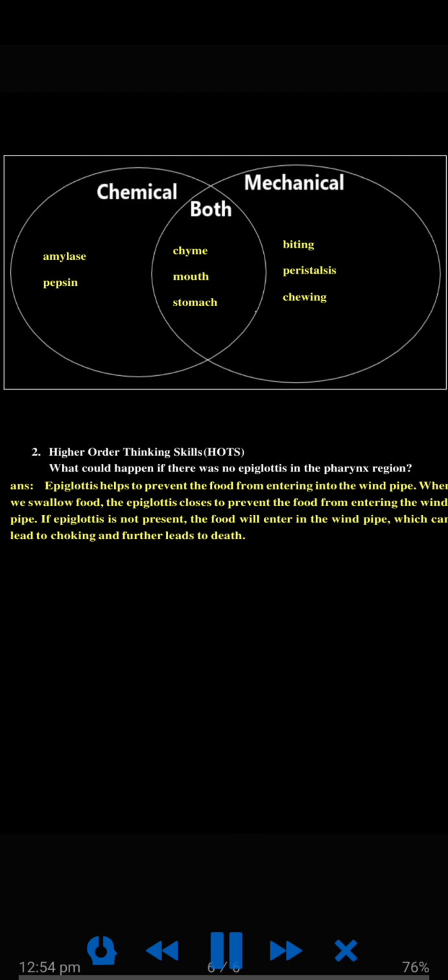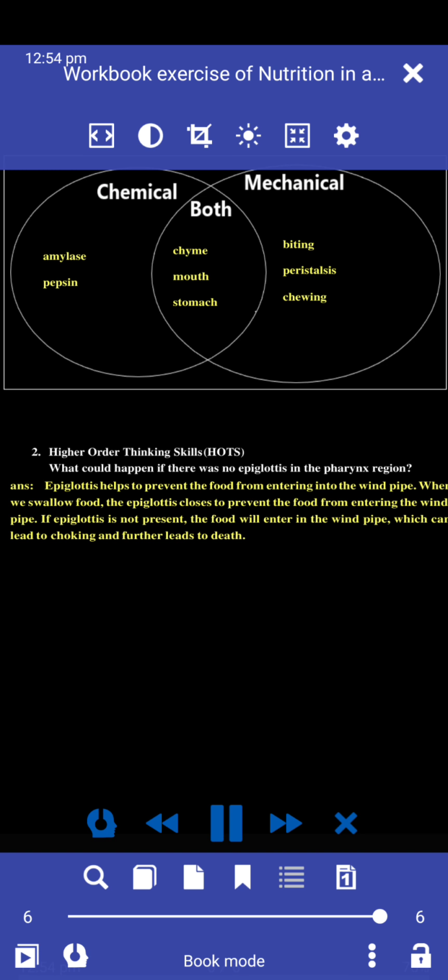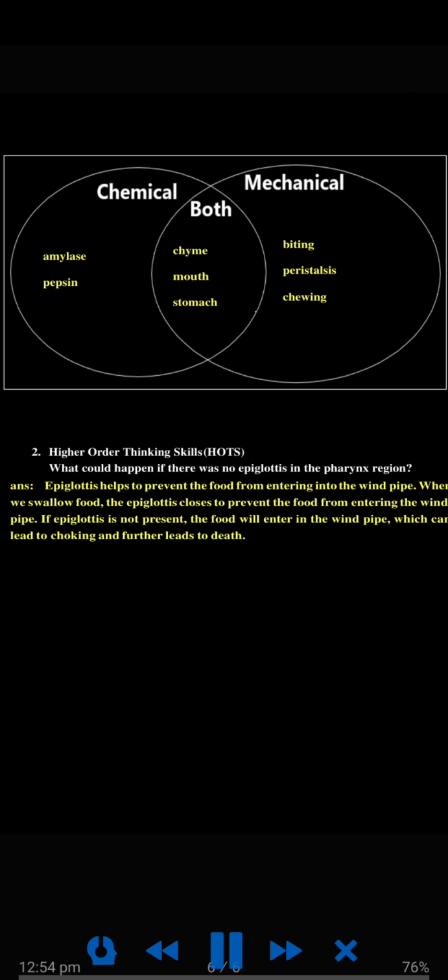2. Higher order thinking skills, HOTS. What could happen if there was no epiglottis in the pharynx region? Ans. Epiglottis helps to prevent the food from entering into the windpipe. When we swallow food, the epiglottis closes to prevent the food from entering the windpipe. If the epiglottis is not present, the food will enter the windpipe, which can lead to choking and further leads to death.